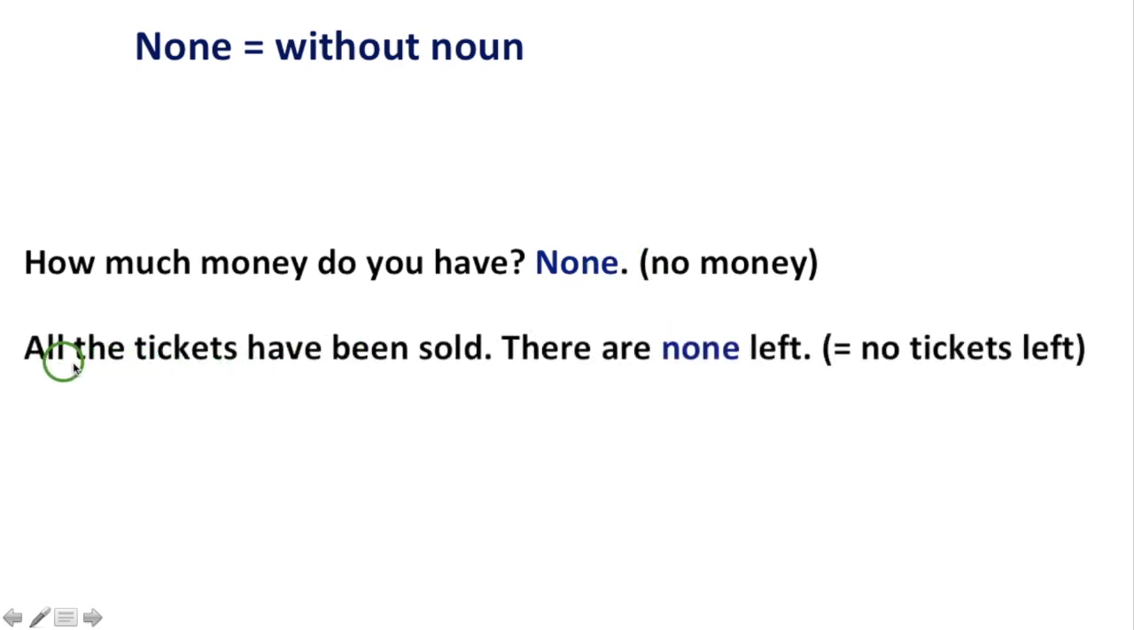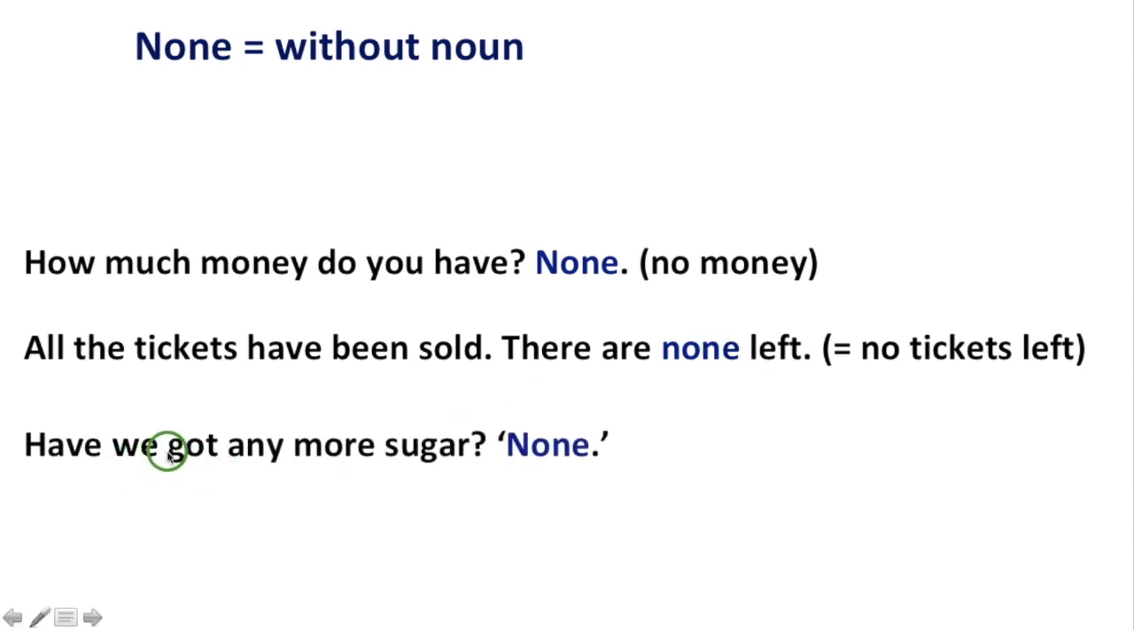Next example. All the tickets have been sold. Here there are none left. In this example also we find, if we use no, we have to say no tickets left. After no, we have to use the noun tickets. But if we use none, no need to use any noun after none. This is the most important difference of use between no and none. So no is always used with a noun and none is used without a noun. This is the major thing you have to keep in mind.